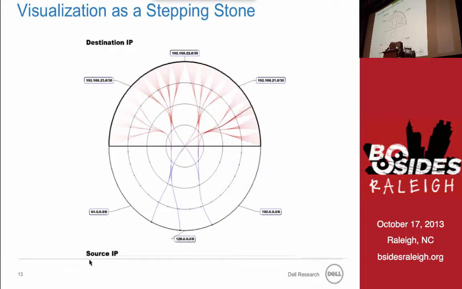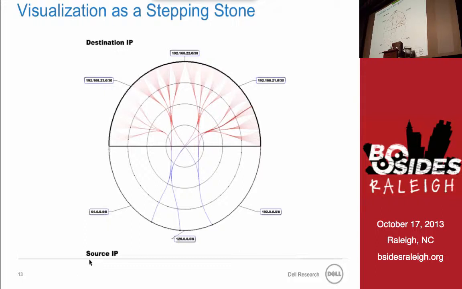Visualization is a stepping stone. And this is often forgotten about in the visualization community, or for security visualization. This particular example, the idea is you've gone through your data, you've found 3 external IPs that you find kind of interesting, and you're trying to figure out what have they looked at internally.